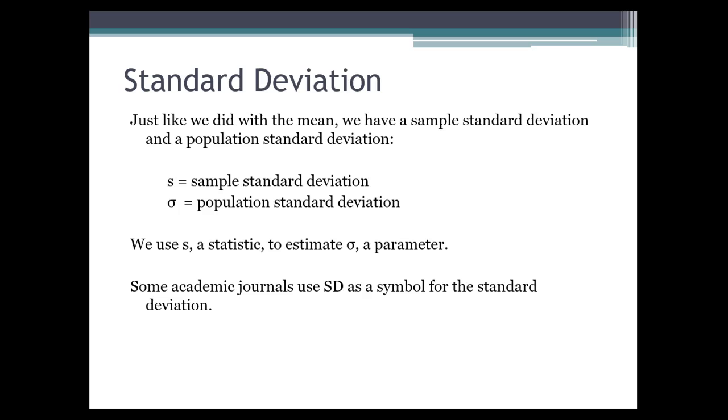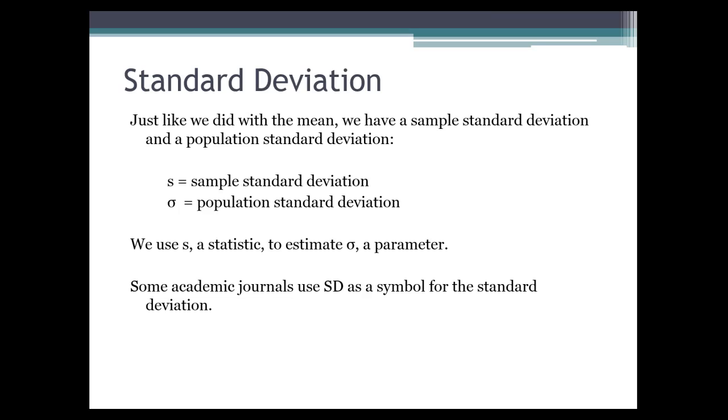Notation here is very important. Just like we had with the mean, x bar for the sample mean and mu for the population mean, we have a sample standard deviation, the symbol is S, and we have a population standard deviation, and the symbol is sigma. It's a lowercase Greek letter sigma. So S is a statistic, sigma is a parameter, and we're using S to estimate sigma. So we're using the sample standard deviation to estimate the population standard deviation.